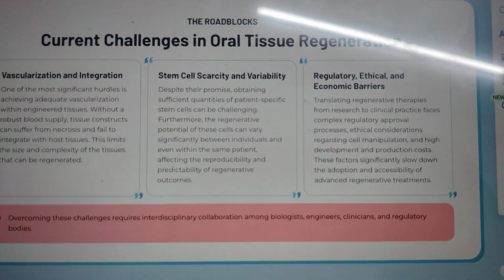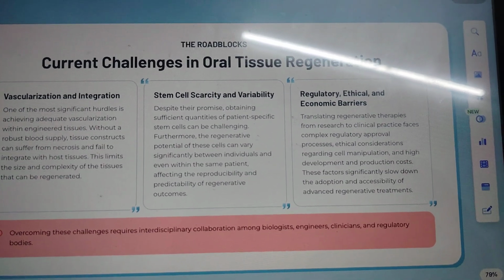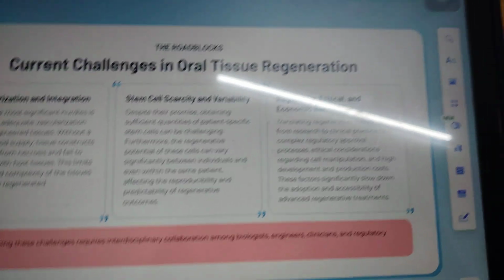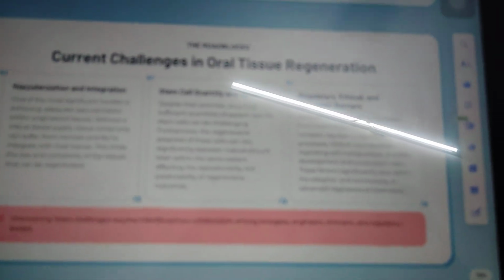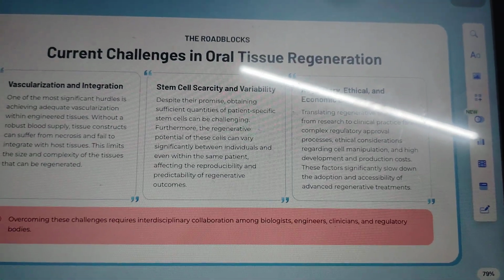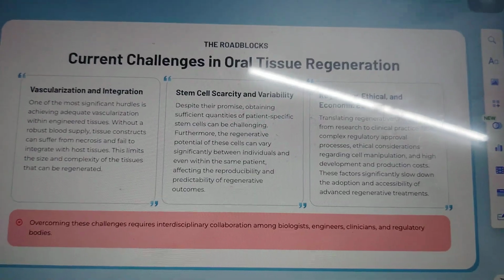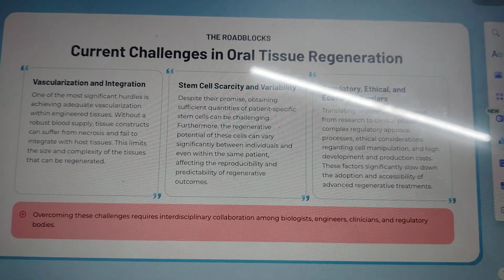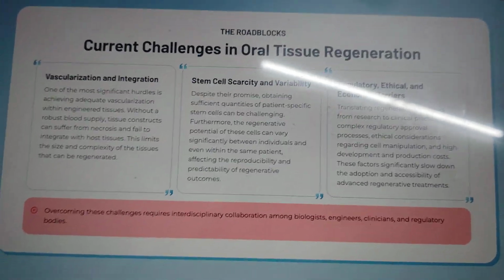Regulatory, ethical, and economic barriers. Translating regenerative therapies from research to clinical practice faces complex regulatory approval processes, ethical considerations regarding cell manipulation, and high development and production costs. These factors significantly slow down the adoption and accessibility of advanced regenerative treatments.